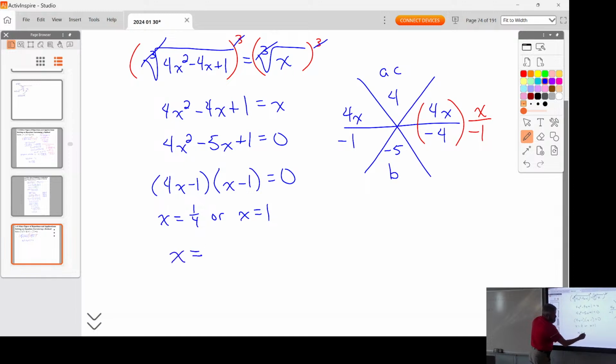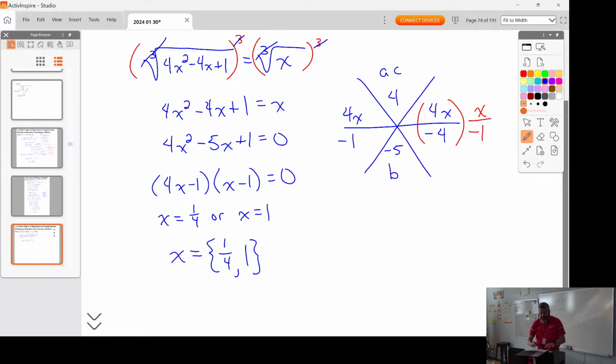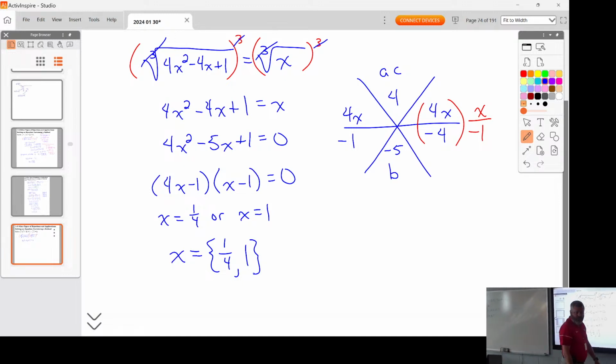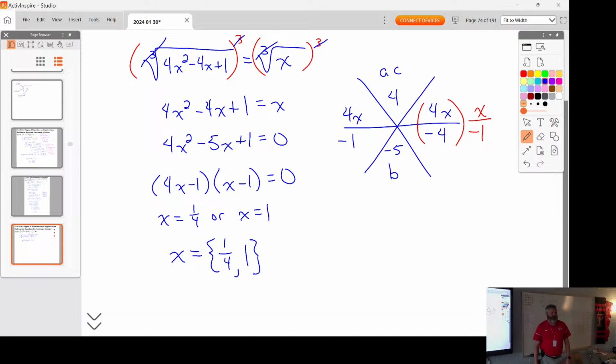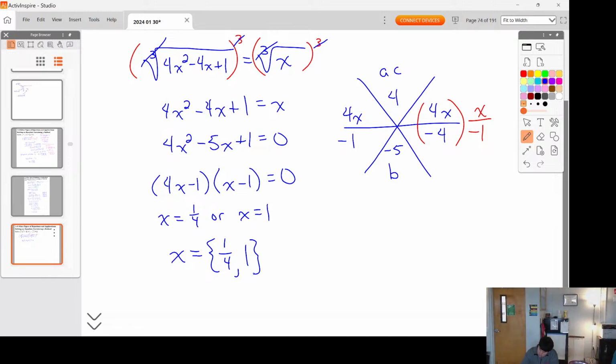My proposed solution, x is equal to a set of numbers containing 1/4 and 1. I've got two answers. What do I do with the two answers? Plug them into the original problem. They both work. Okay? And so because they both work, my proposed solution actually becomes my actual solution. And we will continue tomorrow.